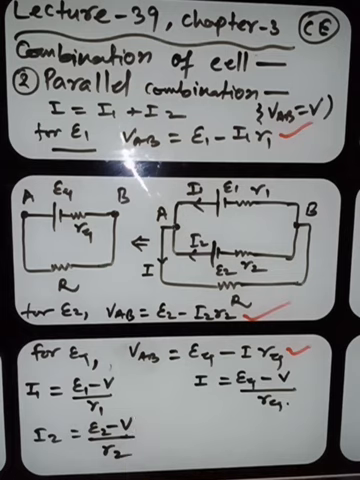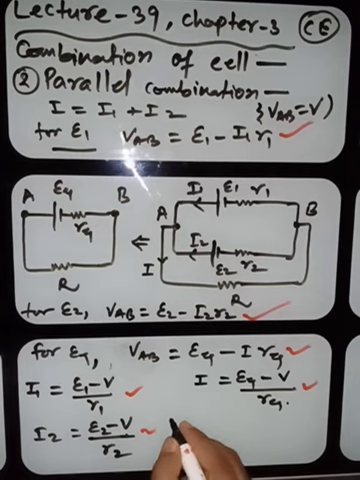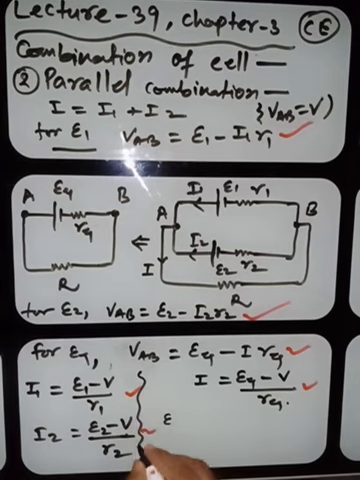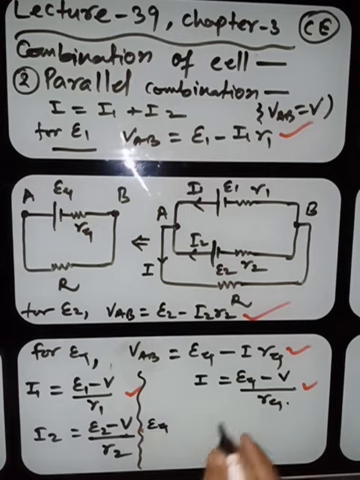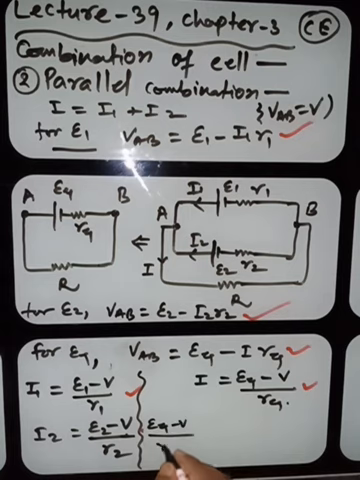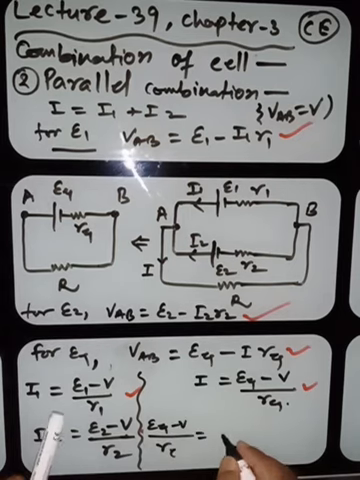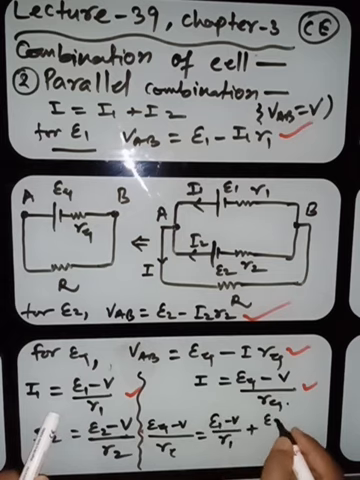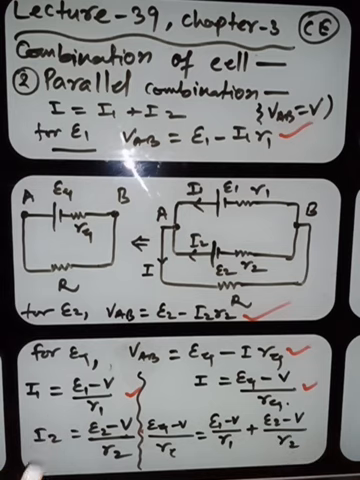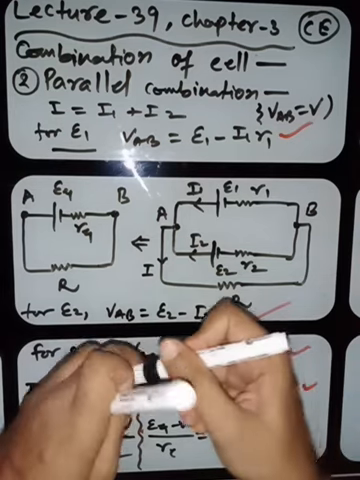Now we have these three equations and we will put them into I equals I1 plus I2. So what will the equation be? I, that is E equivalent minus V over R equivalent, is equal to I1 plus I2, that is E1 minus V by R1 plus E2 minus V by R2. Now we are going to simplify this one.